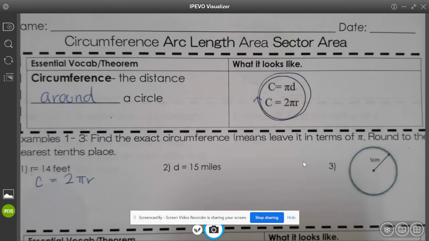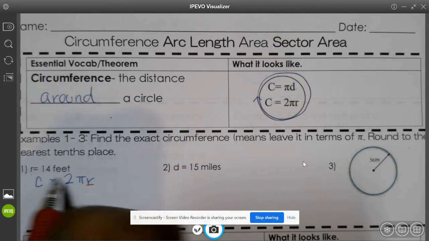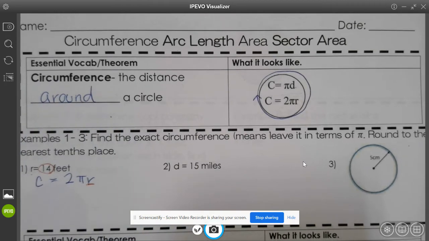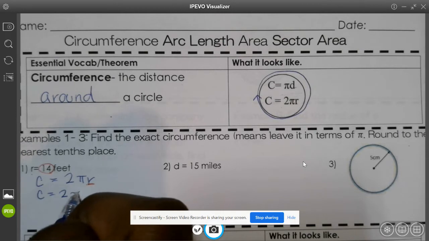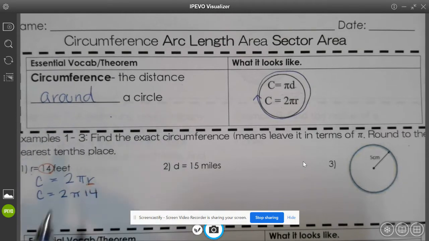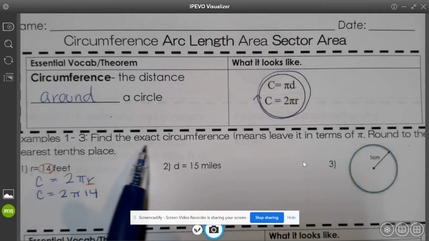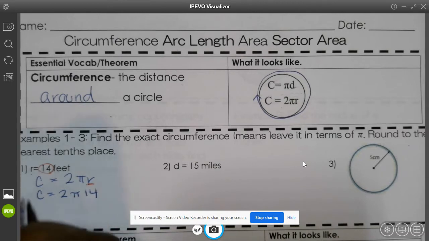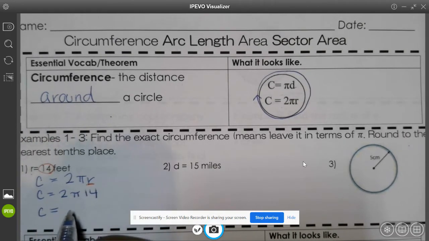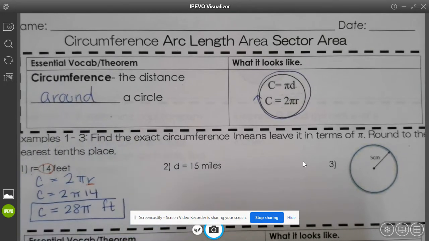Okay, and I am going to replace r with 14. So circumference equals 2 pi 14. And pi is a button on your calculator. They tell us we want the exact answer, so we want to leave pi in there. So all I have to multiply is 2 times 14 and feet. And that's my answer.